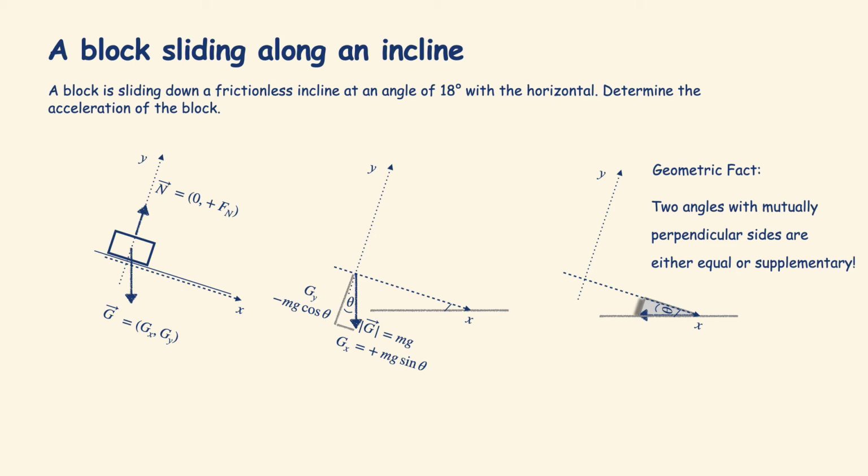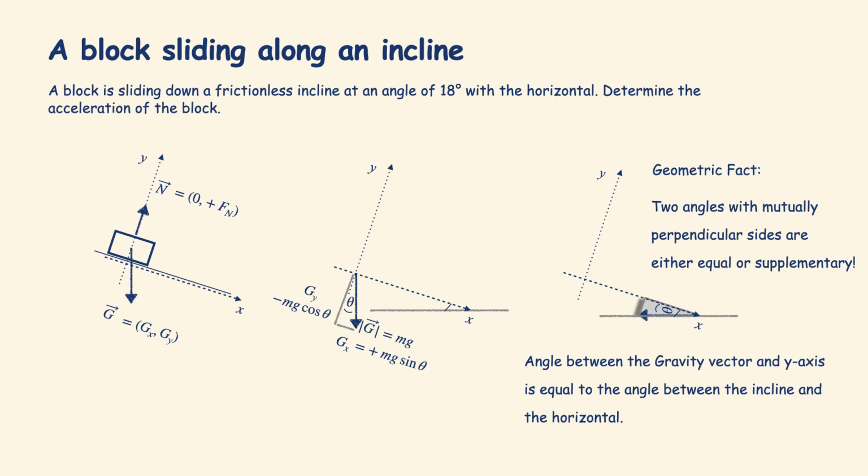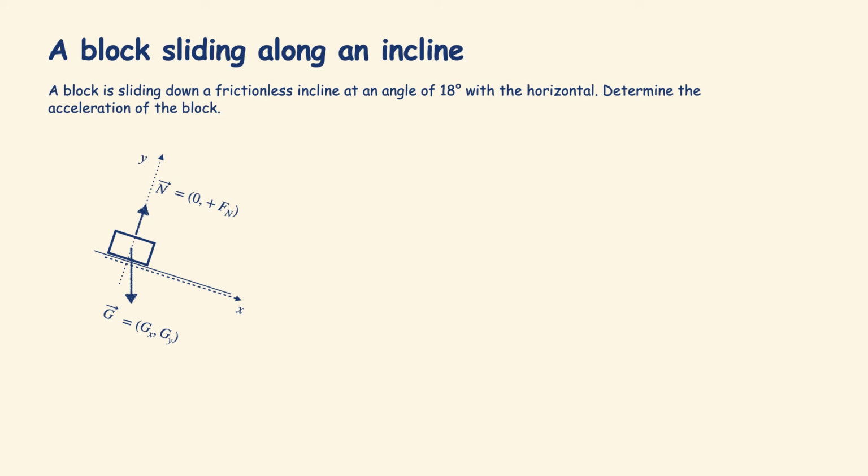Anyway, if you don't feel very confident in your geometric skills, not to worry. All you need to remember here in physics is that the angle between the gravity vector and the y-axis will always be equal to the angle at the bottom between the incline and the horizontal. So if you just memorize that fact, you can actually skip the geometrical proof and just continue with the solution of the problem. So let's see what we have so far.